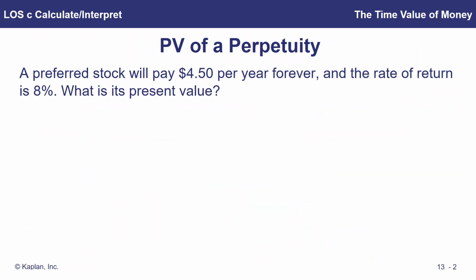Now, present value of a perpetuity. A perpetuity is an infinite annuity. That's all essentially it is. Okay.